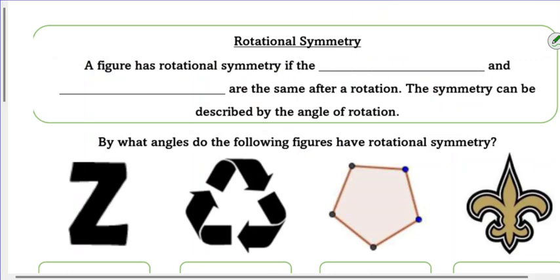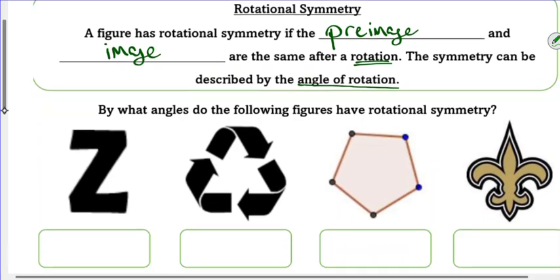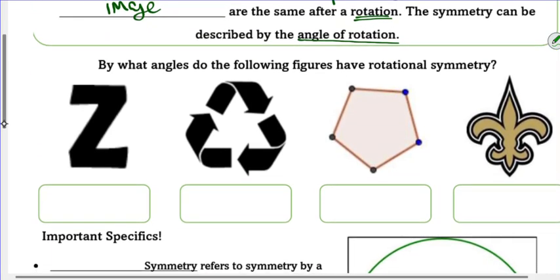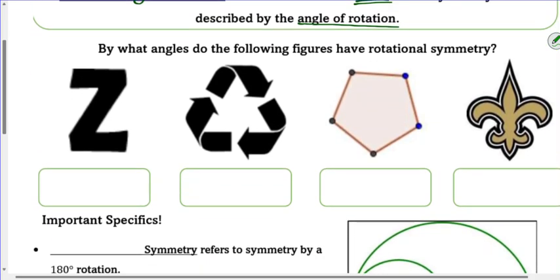All right, when we talk about rotational symmetry, it's really the same idea. The pre-image and image look the same. It's just that it's going to be after a rotation instead. So the symmetry is always going to be described by the angle of the rotation. So if we can rotate something 180 degrees and it looks the same, that's the type of rotational symmetry that it has. So we're looking for what angles we can rotate these figures by to have rotational symmetry.